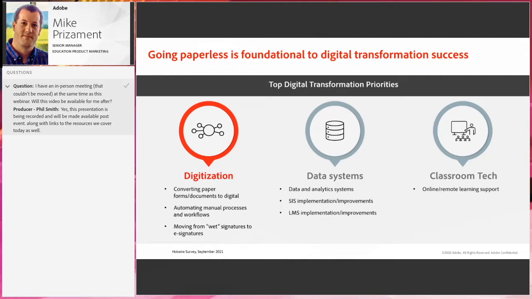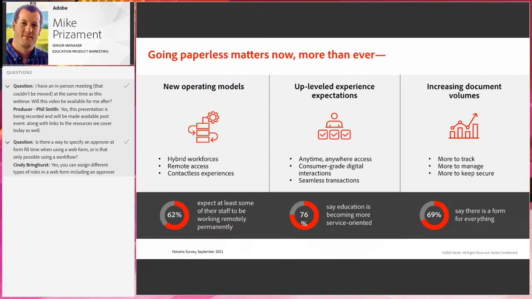But really the easiest starting point, if you're just starting on the digital transformation journey, or you're looking at how you can make a big improvement with, I don't want to say the least amount of effort, but I think when you're looking at going paperless versus these huge data system transformations, going digital is a low effort activity that's going to make a huge impact when you're converting paper forms to digital, automating a lot of manual processes, moving your wet signatures to e-signatures. So there's a ton of things that can be done there and it makes a ton of impact.